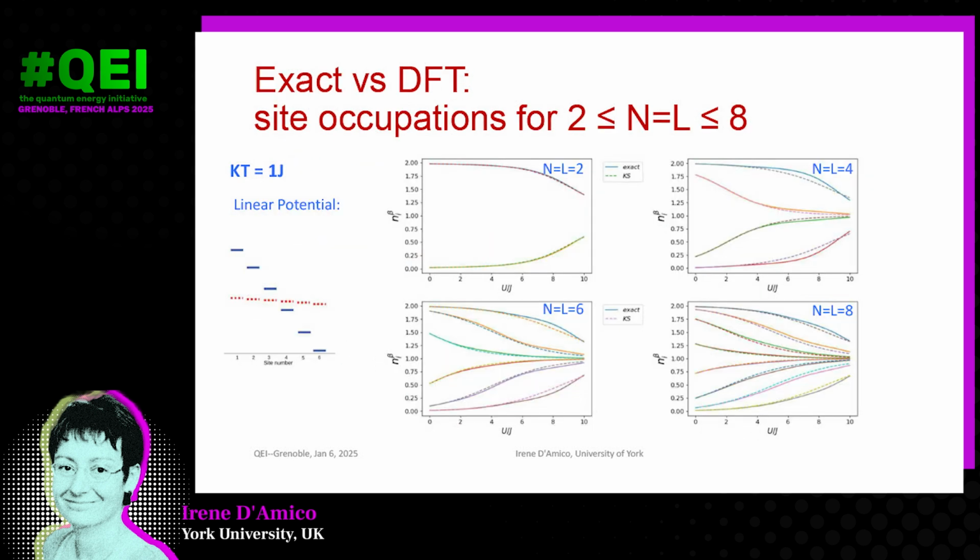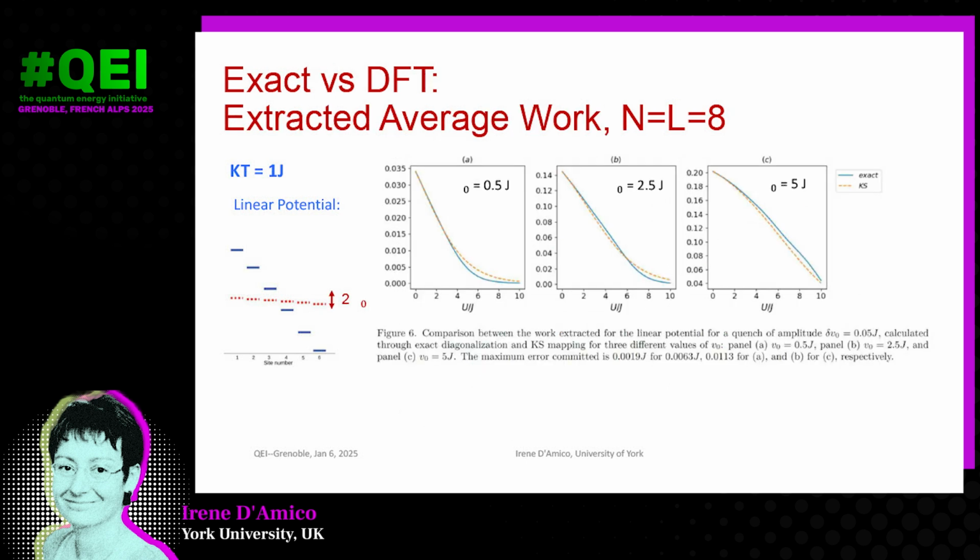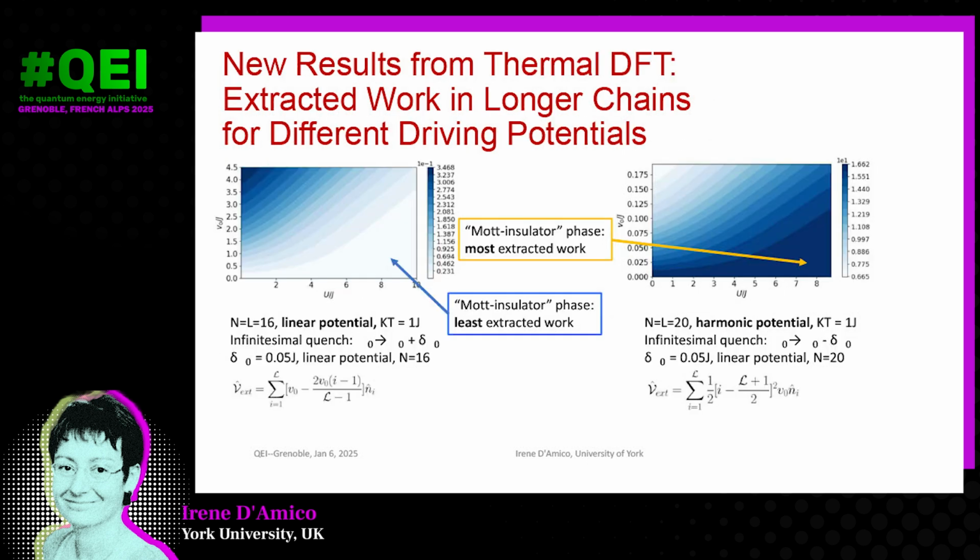And the functional for exchange correlation was not particularly good. So we check with larger chains: the densities are well reproduced, the local density. The extracted average work is very well reproduced. This is the extracted average work with respect to interaction for different values of my local potential. And these are new results, in the sense that they are derived using thermal DFT.